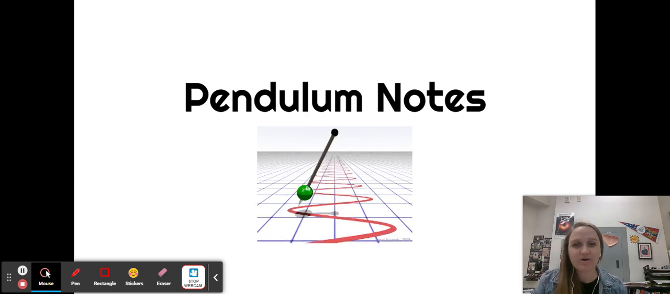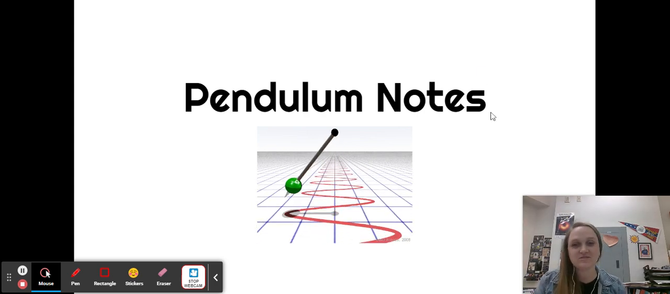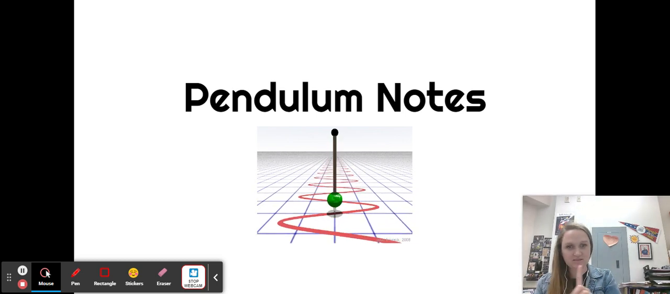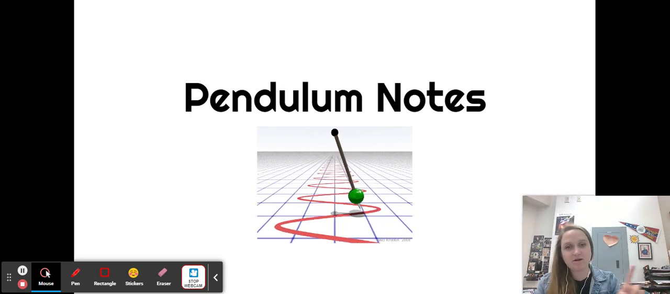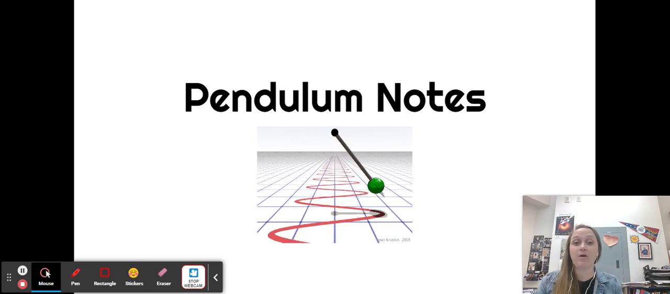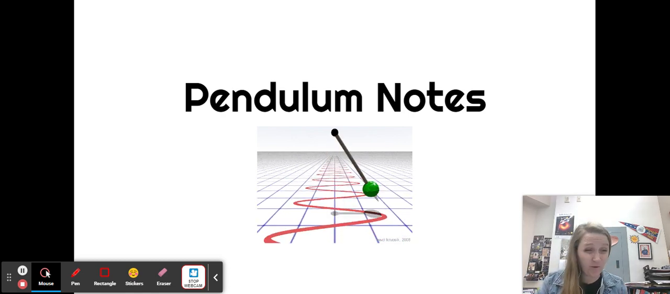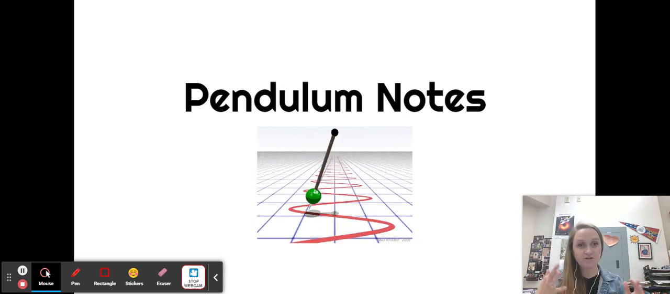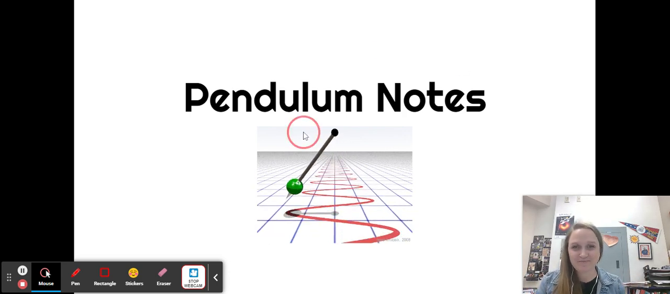Hi guys, today we are going to talk about pendulums. So pendulums are, just as you can see in this picture, something that oscillates back and forth. It's going to have a harmonic motion. Hopefully you'll see the graph that it's making underneath is a sine or cosine graph if you just rotate it. And that's really where we're going to jump into this unit.